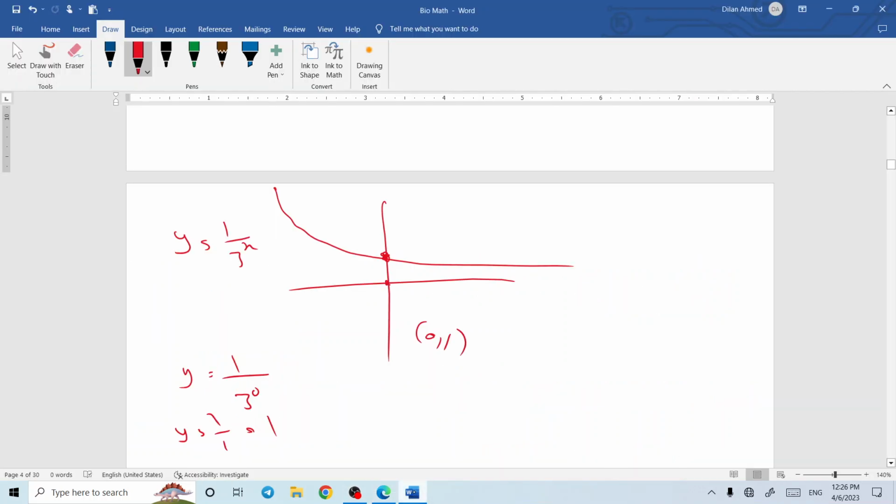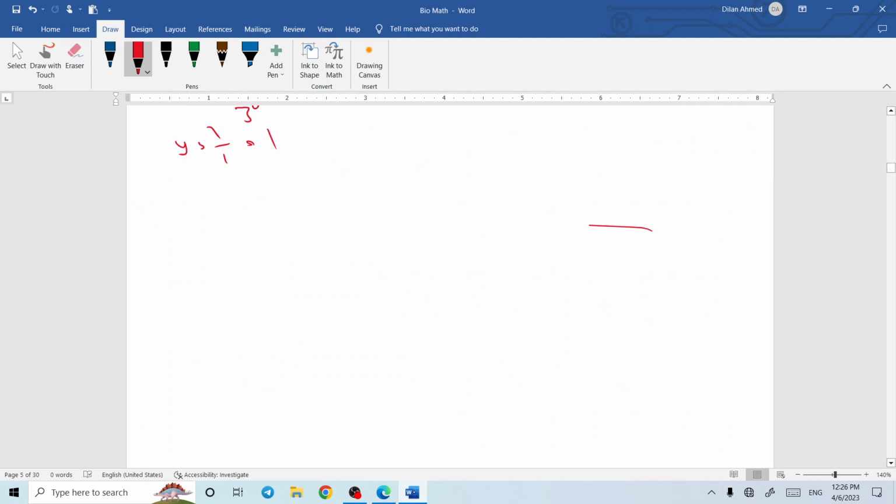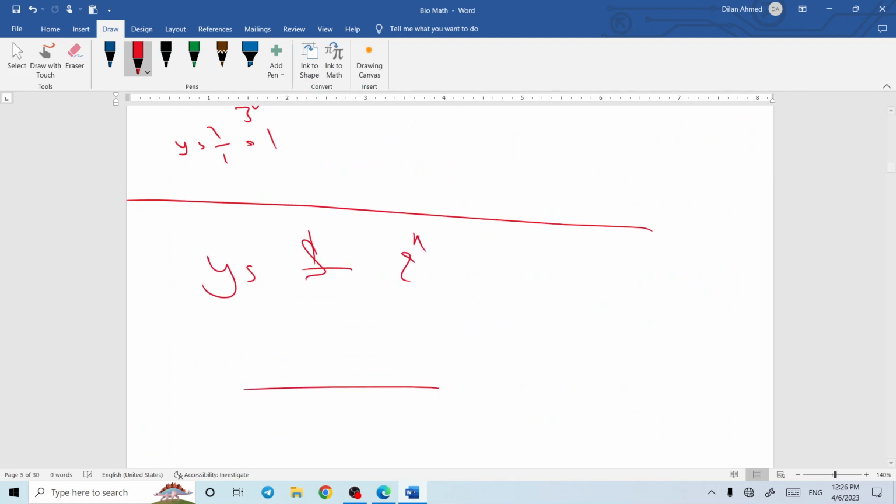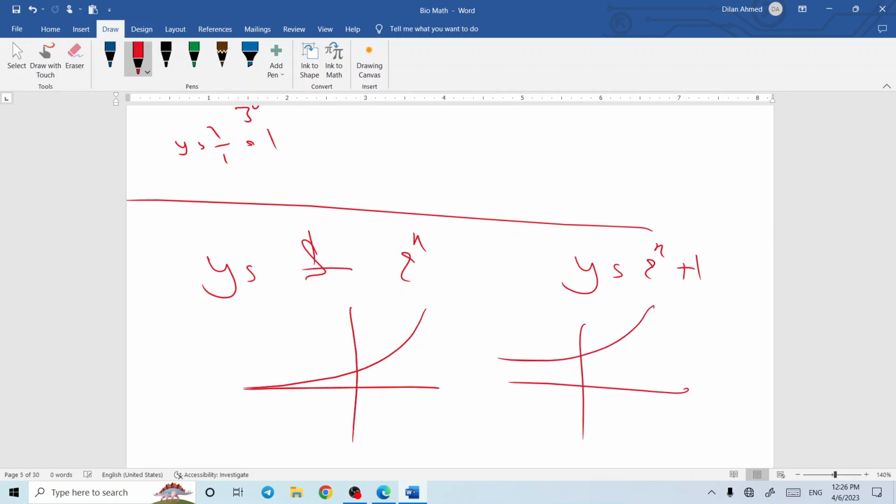So I say my graph is y equal to 2 to power x, like that. After adding 1 outside, it is going to move where? Up or down or right or left? Up, of course. I have the same shape, but what's changed? Where's the change? Here I have 0 and 1. How about here? 0 and 2.